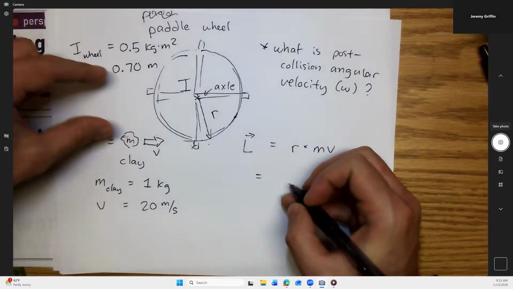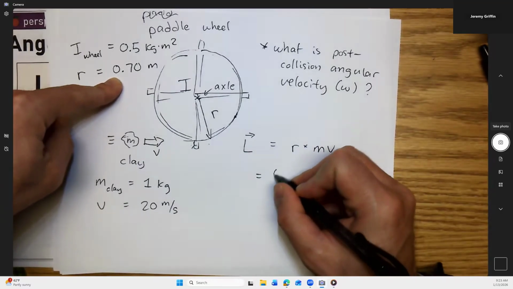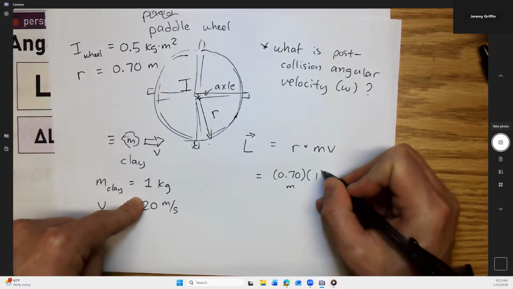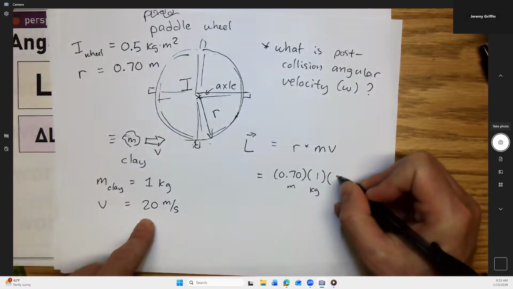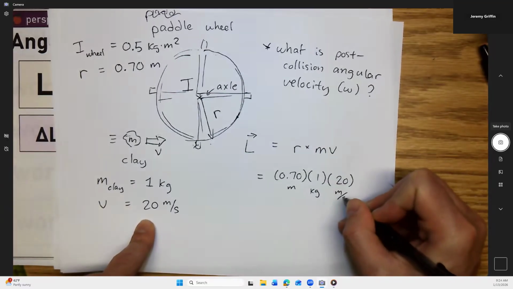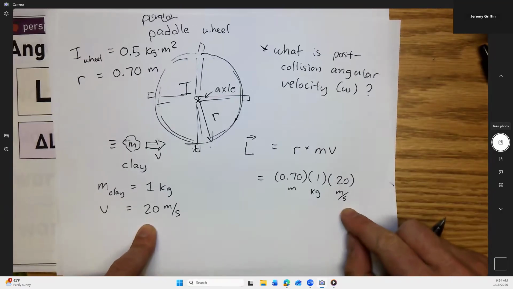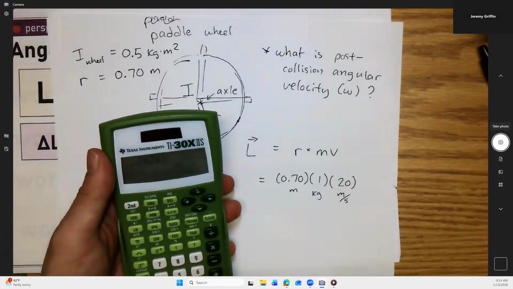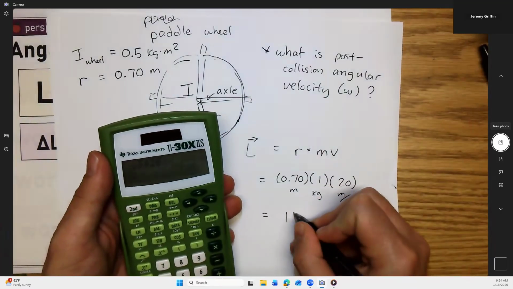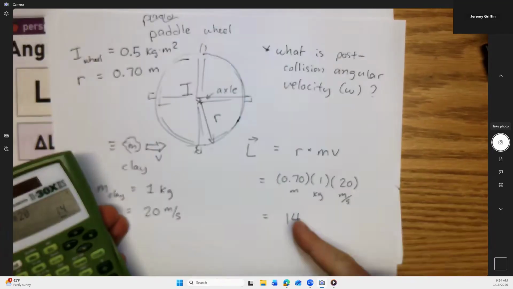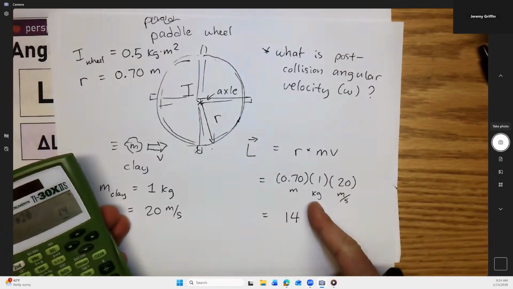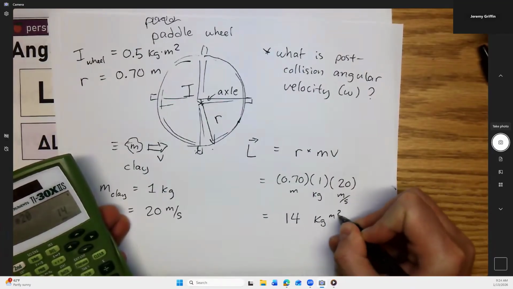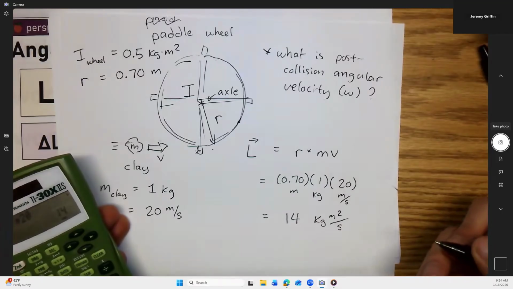So I call this radius 70 centimeters, or 0.70 meters. Let's take the base SI units, that many meters. The mass of the clay we're calling 1 kilogram, and say I threw this at 20 meters per second, a pretty good clip, I think about 45, 50 miles an hour. 0.7 times 20, that's 14 units of angular momentum. And guys, can you see the unit for angular momentum? Kilogram meter squared over second.